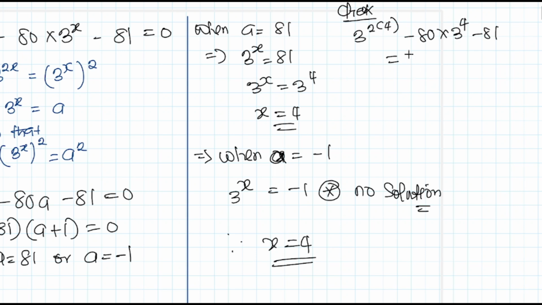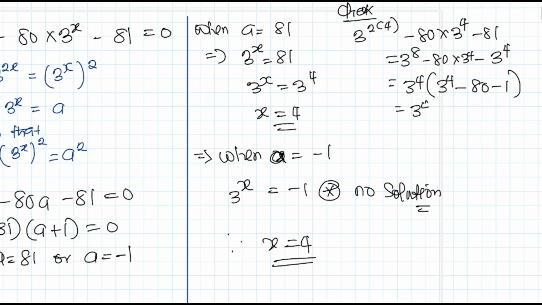So we can simplify. This is 3 raised to power 8 minus 80 times 3 raised to power 4. 81 is also 3 raised to power 4. So we can factor out 3 raised to power 4 here. So that is 3 raised to power 4 into, this is 81 minus 81. 81 minus 81 will be 0.